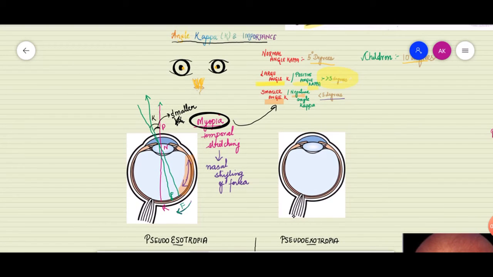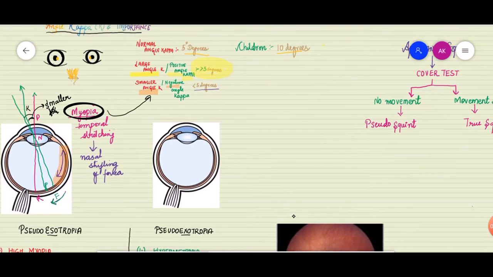Okay, now what will happen if we talk about hyperopes? Hypermetropia. Let's see. So in hypermetropia also, similarly, this was our optical axis and this was our visual axis which is passing through the fovea.